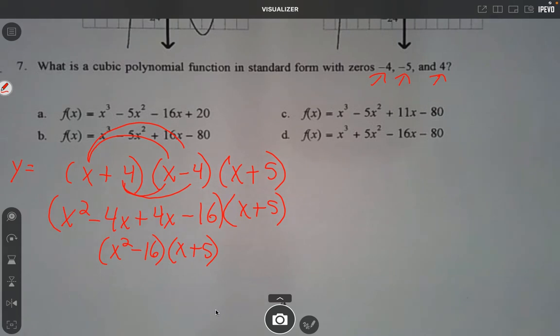Okay, are we ready? So if I do x squared times x, that's x to the third. X squared times 5, 5x squared. Negative 16 times x, negative 16x. And then negative 16 times 5, minus 80. Yeah, negative 80. And then you just look for your answer that has that plus 5x squared, minus 16x, minus 80. It's D. That one's probably the one that has the most work to it.